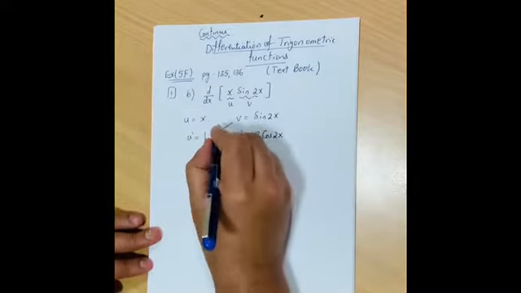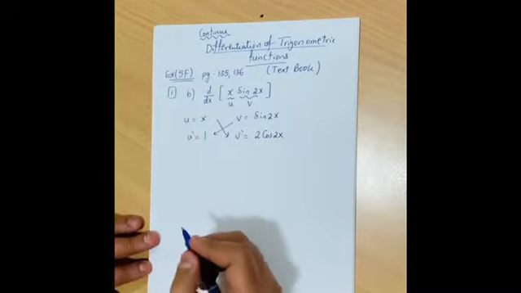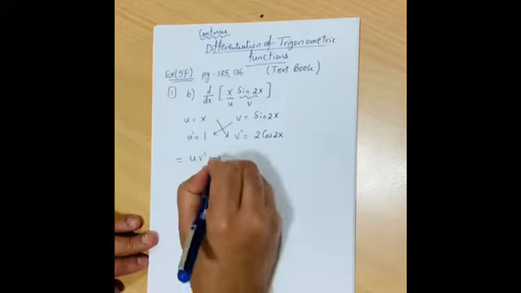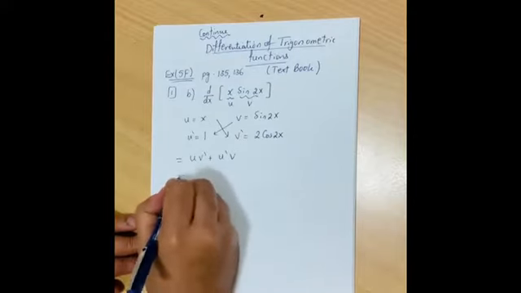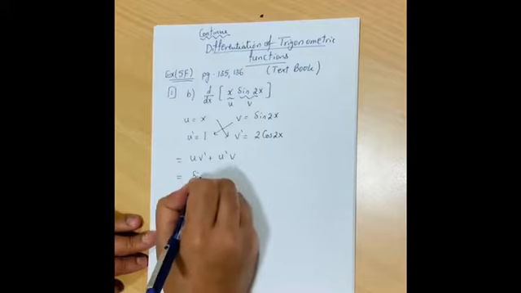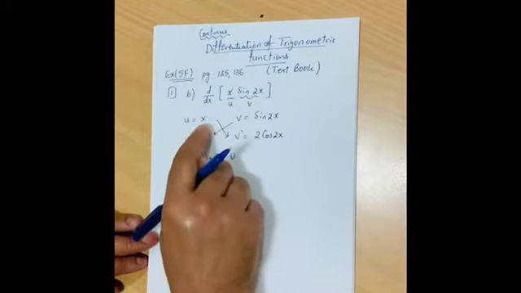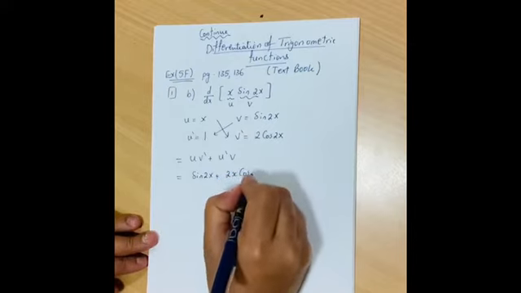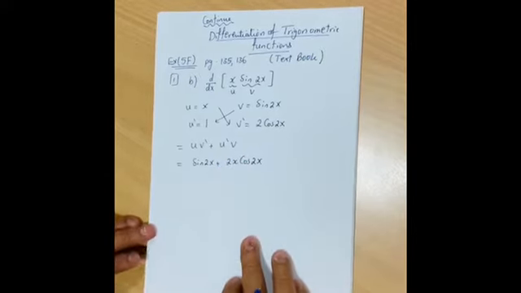Then vu dash plus uv dash, or the opposite. So the derivative is uv dash plus u dash v, which means vu dash: 1 times sine 2x is sine 2x, and then x times 2 cosine 2x is 2x cosine 2x, and that's the derivative.